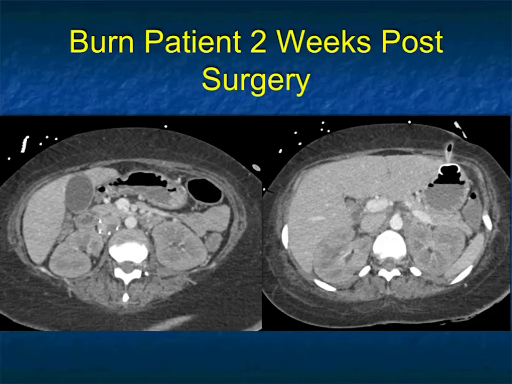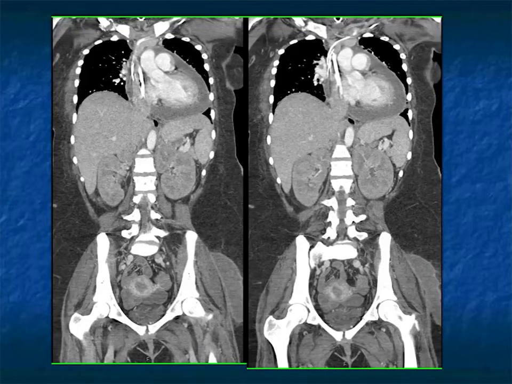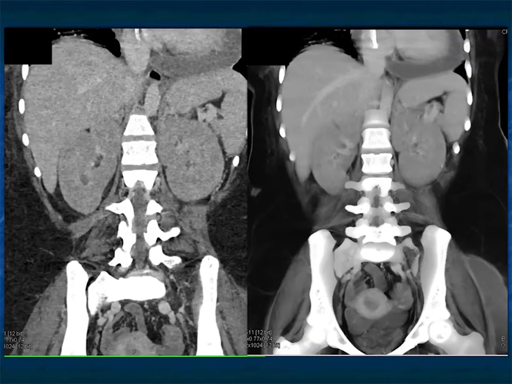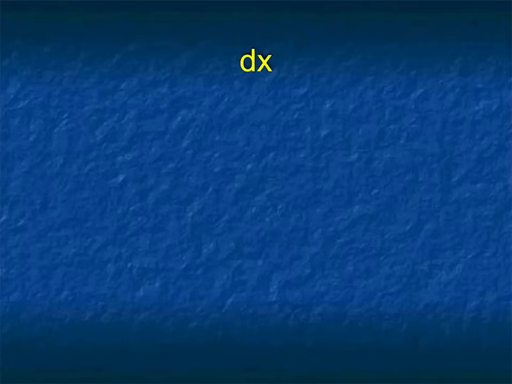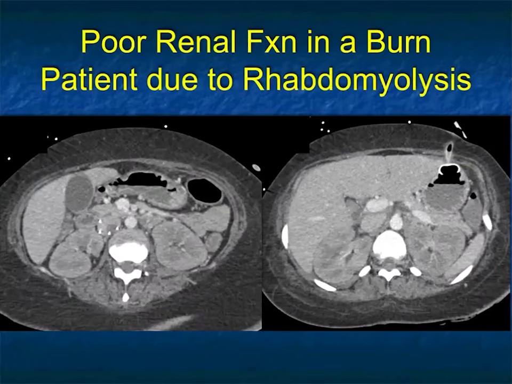Another example, a burn patient 2 weeks post-surgery is now having the renal function elevated, and you look, the kidneys are enhancing, but the corticomedullary differentiation is poor, and the kidney size is large. And I told you a burn patient. Here's some delayed imaging, really poor enhancement. Well, in burn patients, you have all sorts of issues.